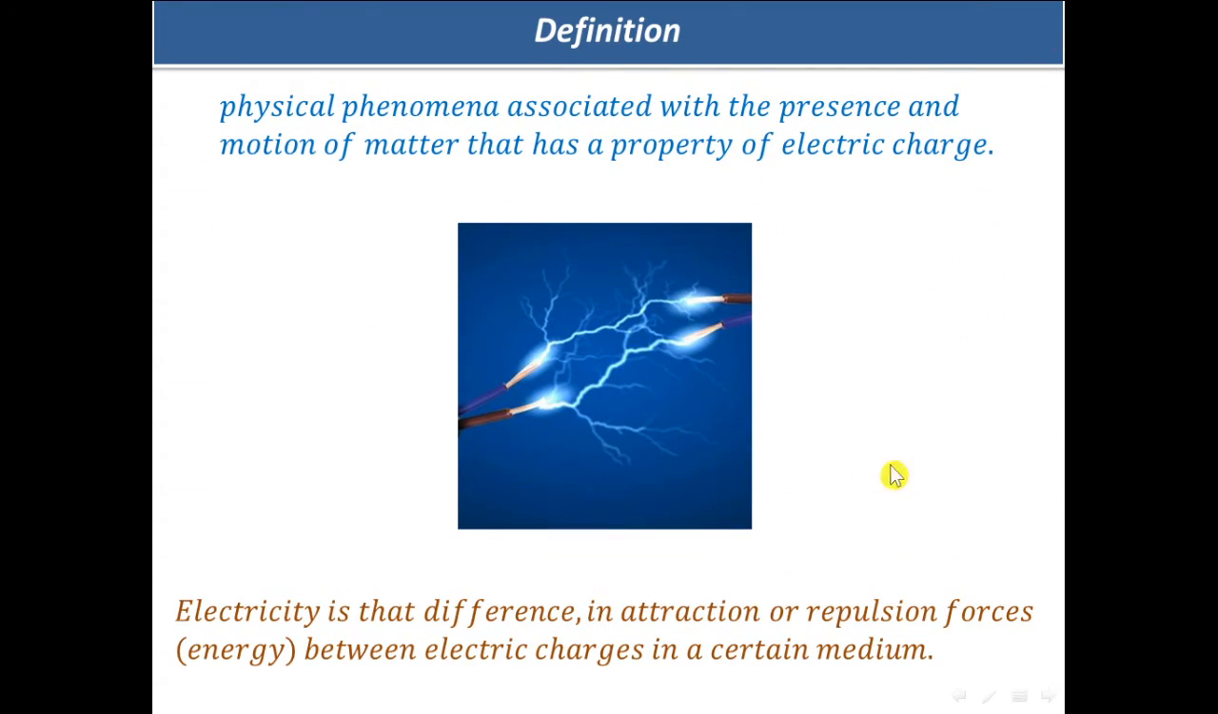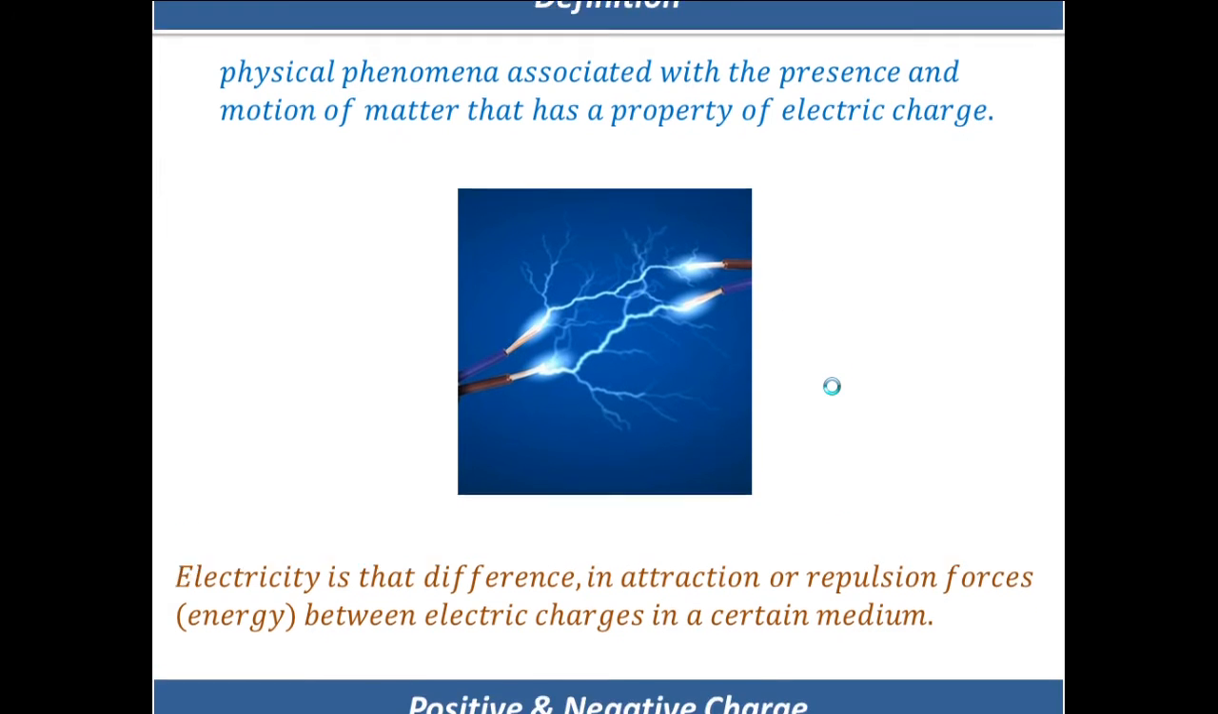Definition: electricity. Electricity, or static electricity, is nothing but the difference in the attraction or repulsion between the movement of electrons. As you see here, this lightning between these two poles is caused by the movement of electrons from one material to another material, and it is caused by the difference of repulsion or attraction.